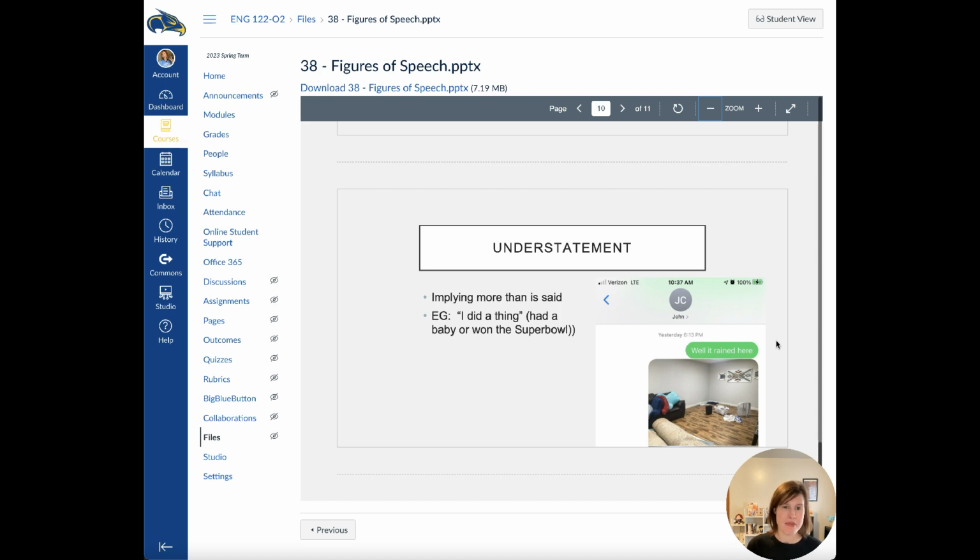Then you have the exact opposite, an understatement, which implies more than is actually said. Meaning, "I did a thing." If you say that when a baby's born or you win the Super Bowl, and you're just like, "oh, something happened," it's like, no, there's way more than that, right? So for example, we have the thing here where it rained and there's just water everywhere.